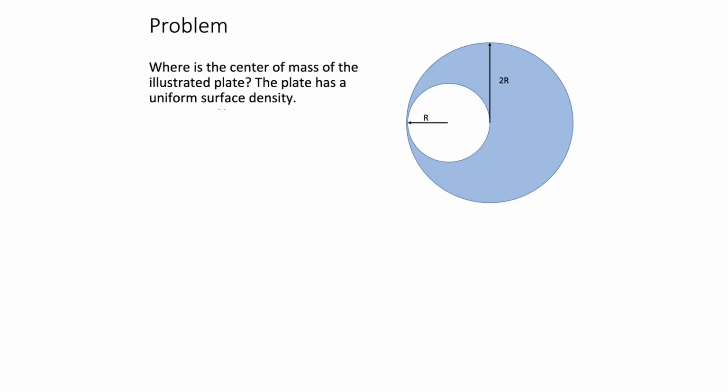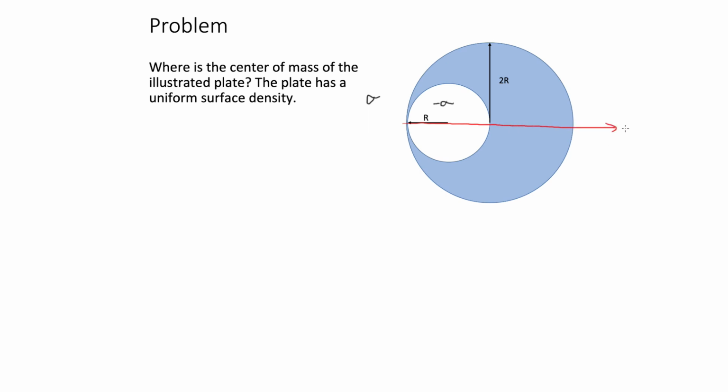Okay, so this is quite a fun problem. We've got a disc with another kind of disc cut out of it. The question asks us, where is the center of mass of the illustrated plate? The plate has uniform surface density, so let's let the surface density be sigma. We can model this system as a big plate with a surface density sigma, and then this smaller plate on top of it with the surface density minus sigma, because this one here is subtracting away from this surface density. So to find the center of mass, let's draw on some axes.